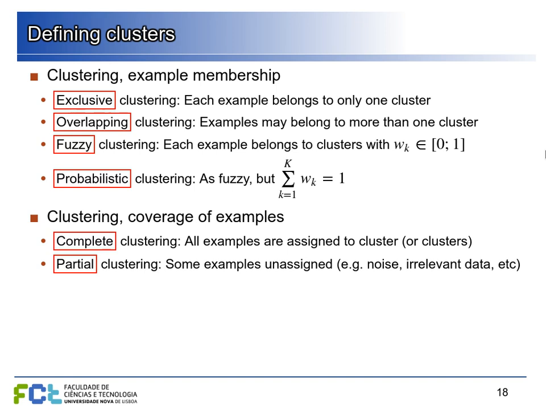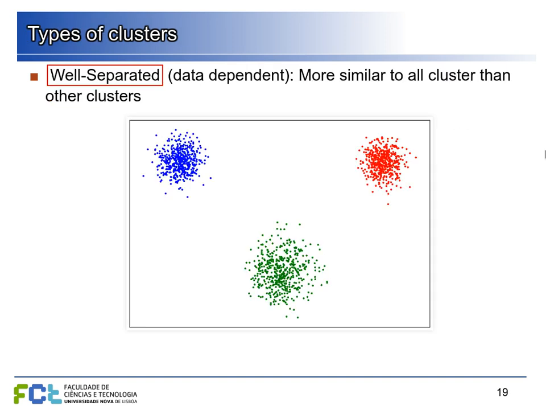Also, we can decide on the coverage of examples. So we may want to make sure that all our examples belong to some cluster, or we may want to create clusters that exclude some examples, as noise, for example, and they don't belong to any cluster. So in that case, we have to decide whether we want complete clustering or partial clustering. So apart from these decisions, we also have some features of the clusters themselves.